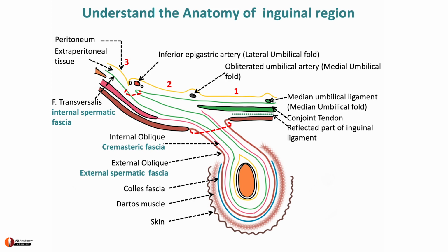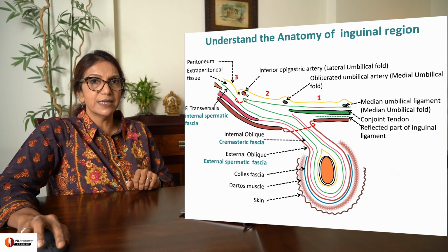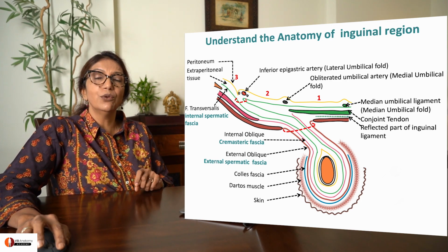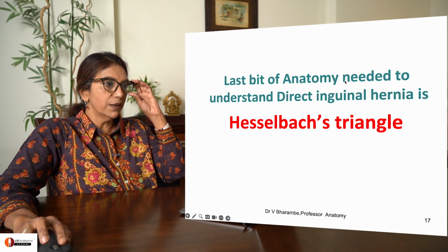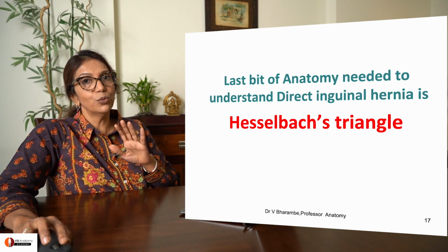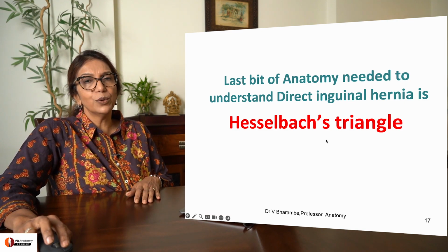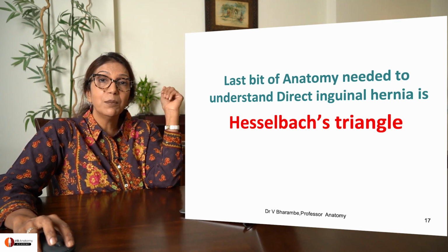Now, this is something all of you should draw. So, let's continue our first diagram and let's begin to draw this. Believe me, when you draw it, you will understand and remember it way more. So, you've learned a lot of anatomy through these diagrams. The last bit of anatomy that you need to know is called Hesselbach's triangle. What is this Hesselbach's triangle?